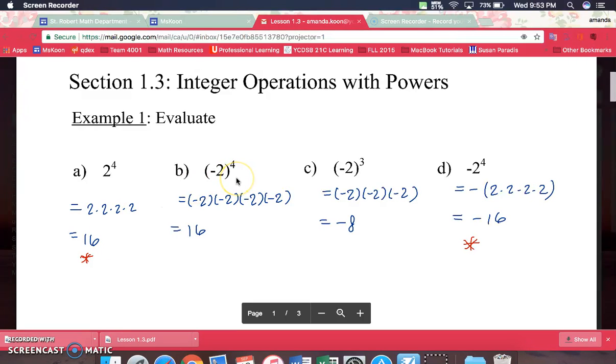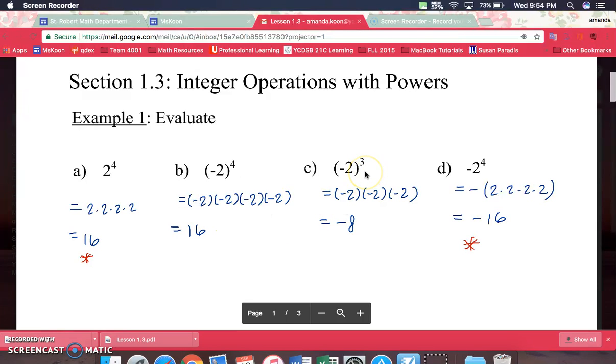Similarly, if you see negative 2 to the power of 4, then that means negative 2 multiplied by negative 2, negative 2, and negative 2. So start with the signs. Negative times negative is positive. Positive times negative is negative. Negative times negative is positive. So positive 16 is your answer.